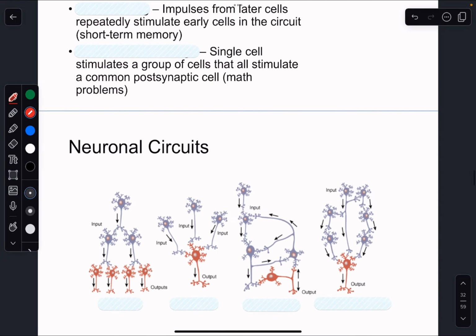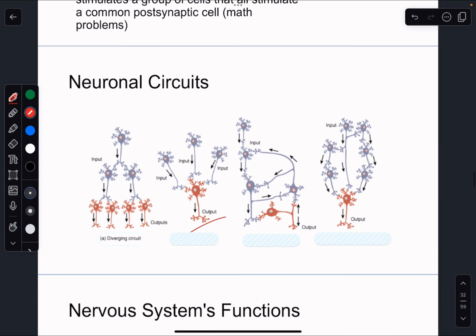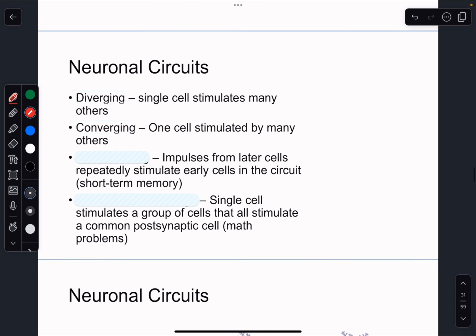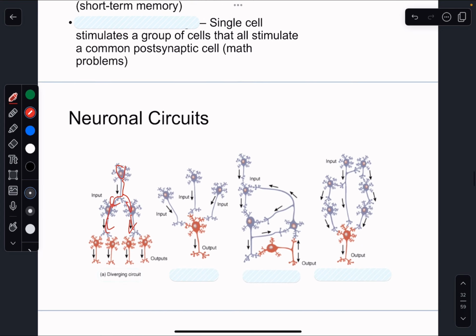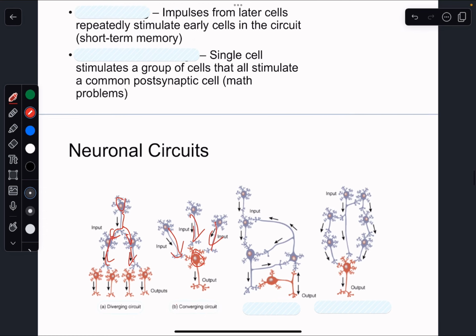We first have the diverging. Diverging is a single cell that stimulates many others. As you can see, a single cell stimulating many others. That's diverging. For converging, it's one cell stimulated by many others. So this is the one cell being stimulated by many others. And that right there is converging.